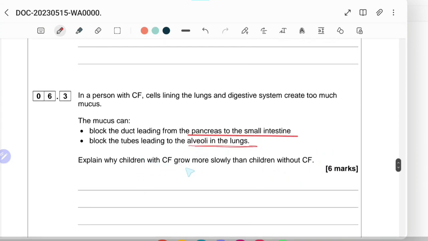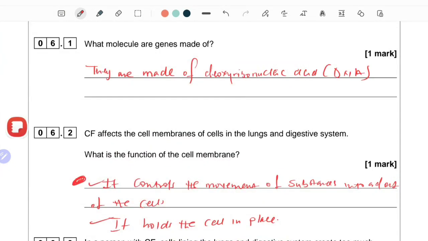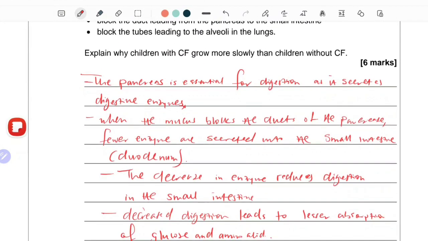Explain why children with cystic fibrosis grow more slowly than children without cystic fibrosis. It's a 6 marker. You don't joke with such a question. This is testing your knowledge, and it's not even about cystic fibrosis here. It's testing your knowledge about the digestive system and respiratory system, basically. And that's what is happening here. That's why I said these things are applied. So these are the answers.